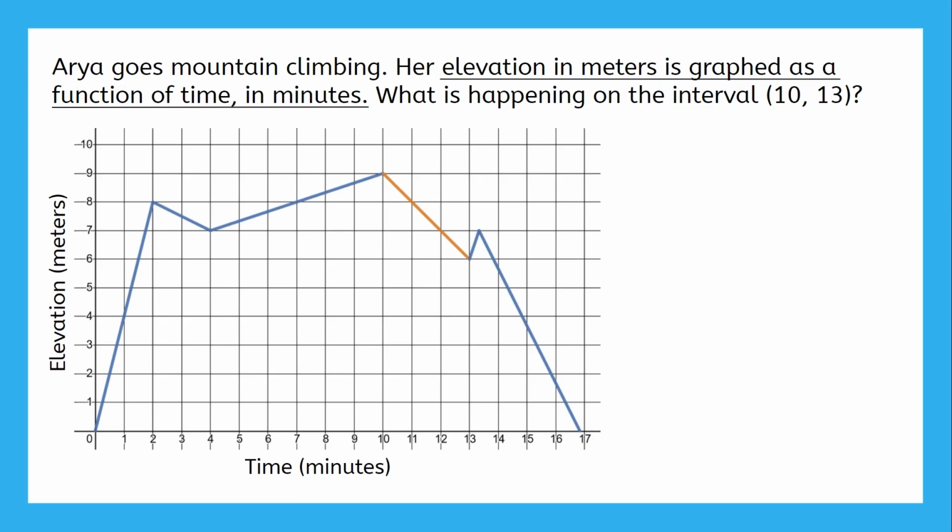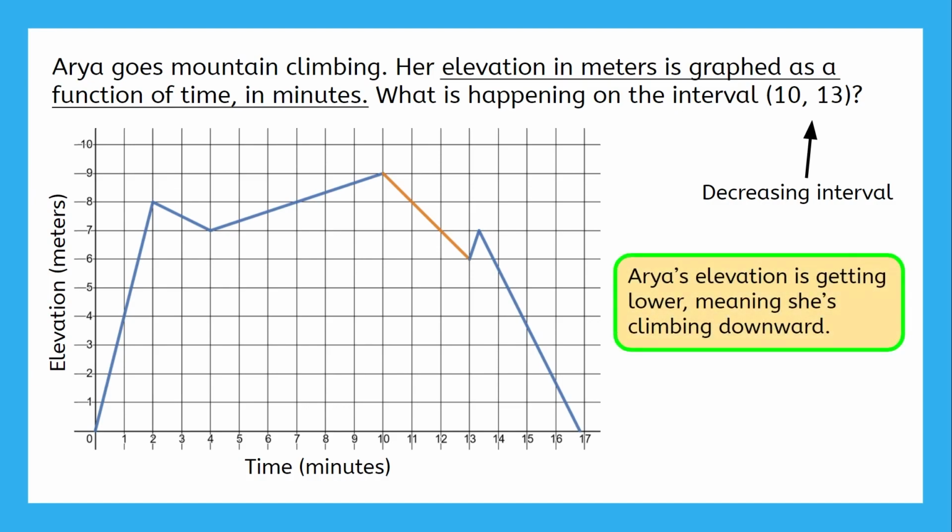The interval we're worried about is from 10 minutes to 13 minutes. What happens during that time? This interval is a decreasing interval, which means as time goes on, the output, Arya's elevation, goes down. Arya's elevation is getting lower. Maybe she had to climb down a cliff. We can't know every little detail, but we can know for sure that from 10 minutes to 13 minutes, Arya was going down for some reason.